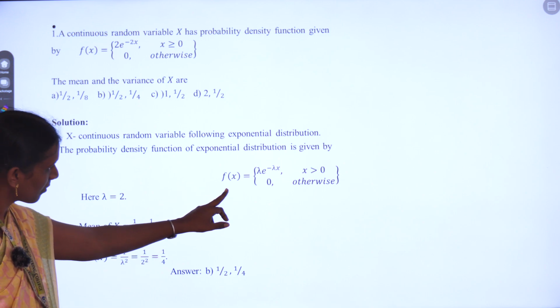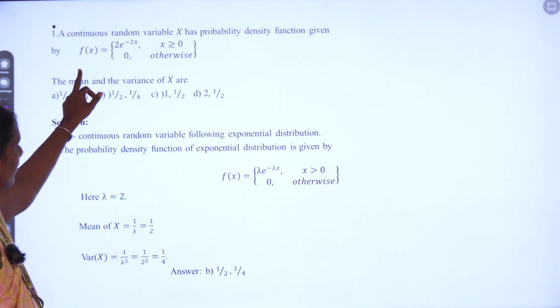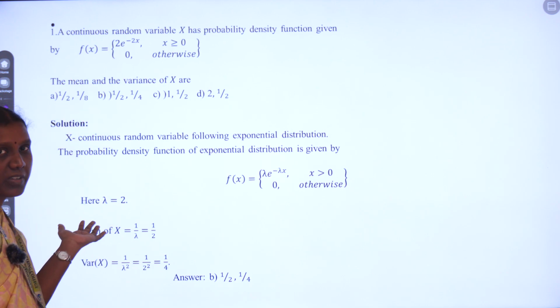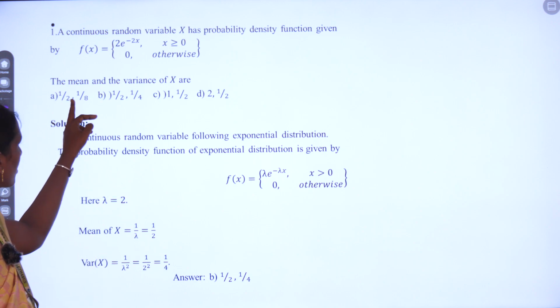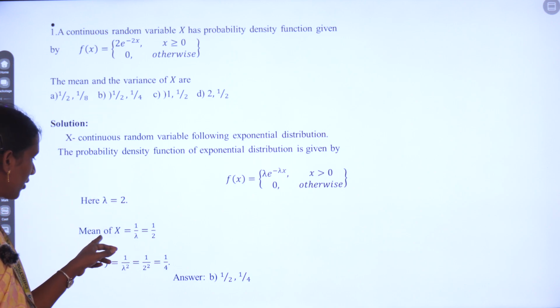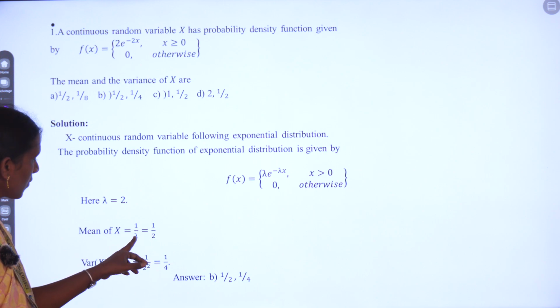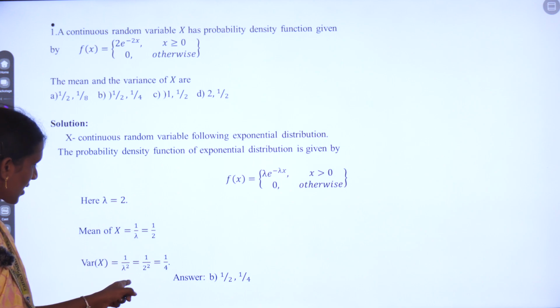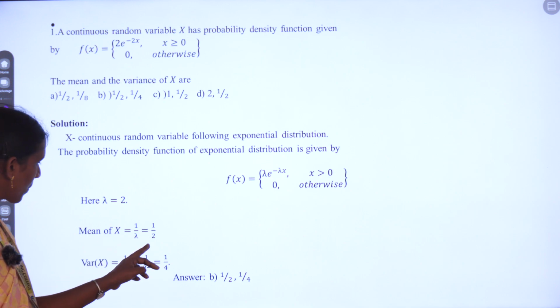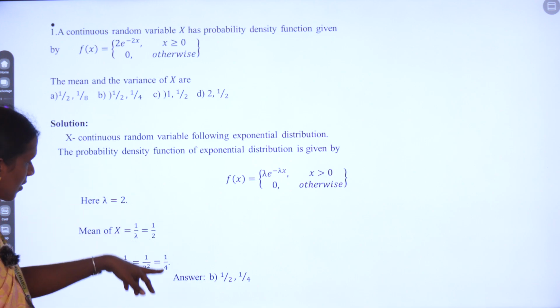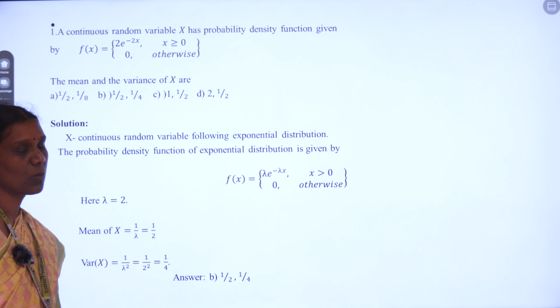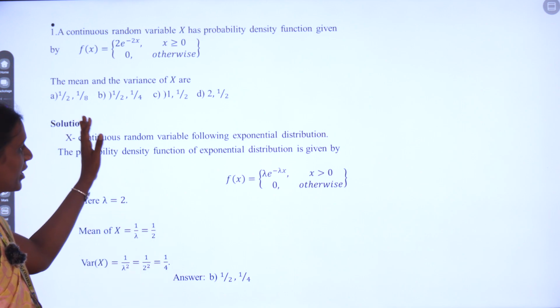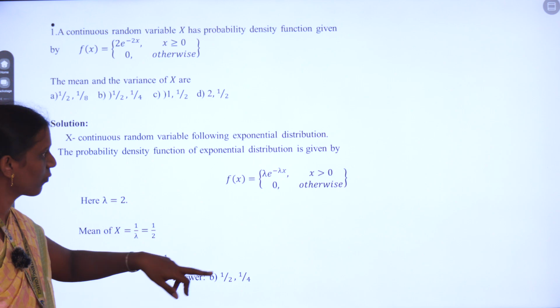Now comparing this probability density function with the given function f of x, we have lambda is equal to 2. The question asks us to find the mean and variance. We know the formula of mean is 1 by lambda. Since lambda is 2, it is equal to 1 by 2. Now variance of x is 1 by lambda square. Substituting lambda is equal to 2, 1 by 2 squared is equal to 1 by 4. So therefore the answer is 1 by 2 and 1 by 4, option B, 1 by 2 comma 1 by 4. So in this problem the PDF is given and we were asked to find the mean and variance.